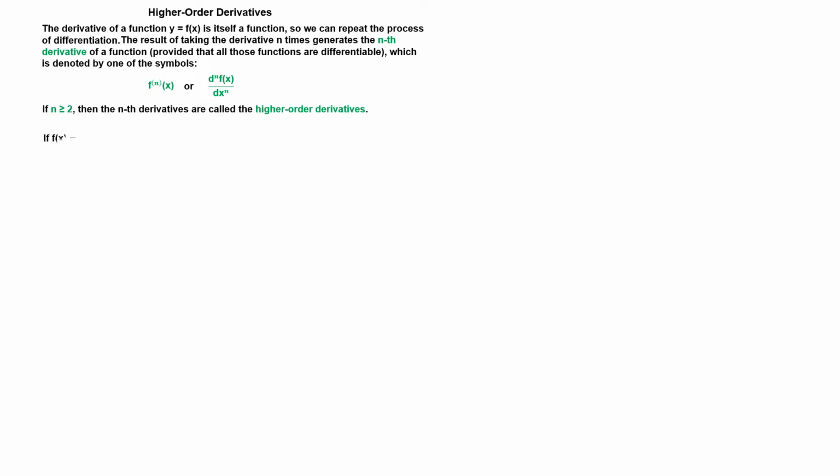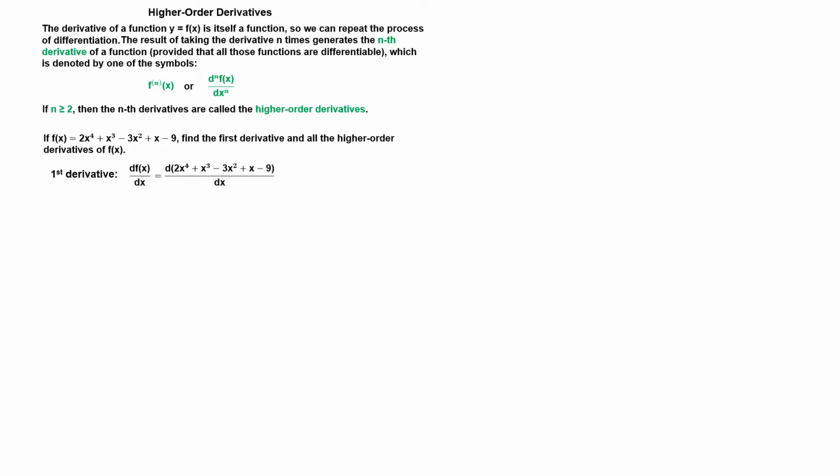Let's see how it works. Find the first derivative and all the higher order derivatives of f of x. To start, we need to find the first derivative, or simply the derivative. To calculate the derivative of the above function, we will use multiple derivative rules, which include sum and difference, power and constant rule. The key to finding derivatives beyond the first order is to just keep taking the derivative.